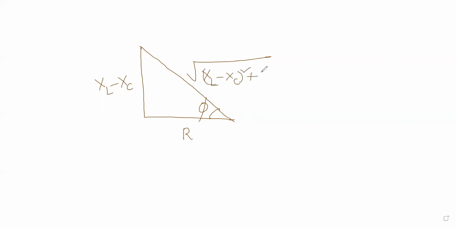Now, you have one triangle. This triangle you have to remember. This is called the impedance triangle. Please remember this, very important. This angle is called phi. This is XL minus XC. This is R. This is square root of XL minus XC whole square plus R square, which is Z. Now we have tan phi, which is XL minus XC divided by R.